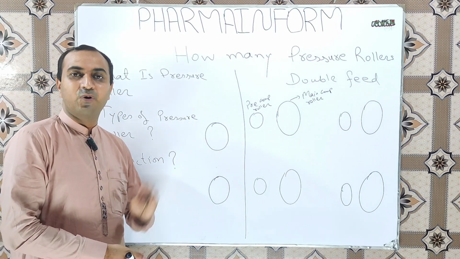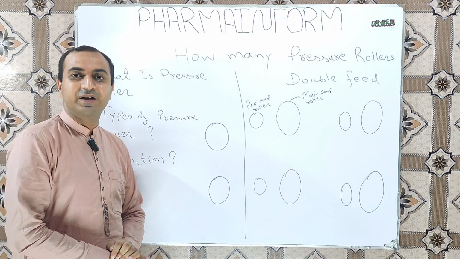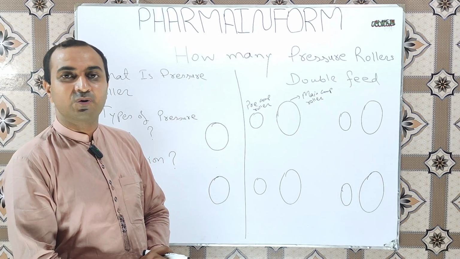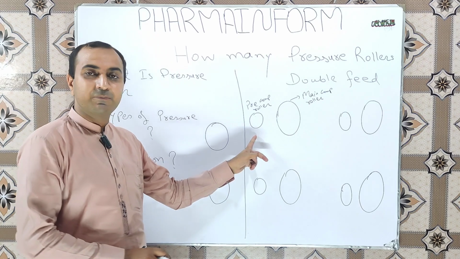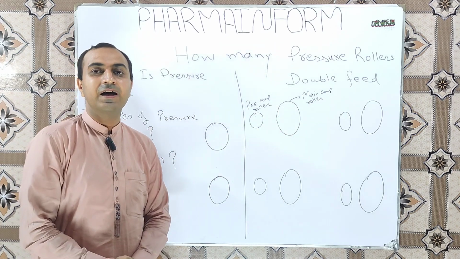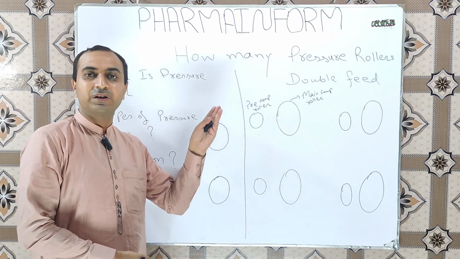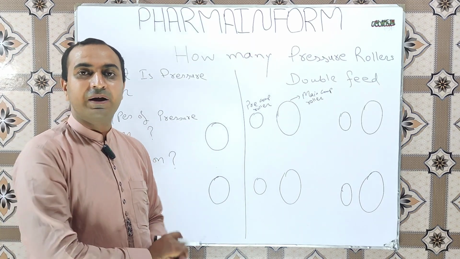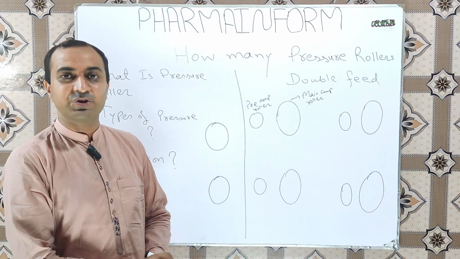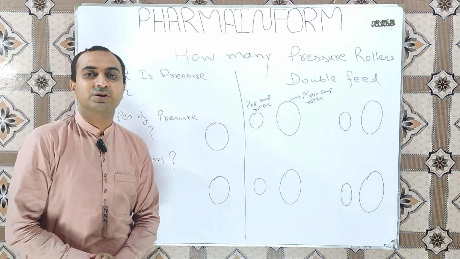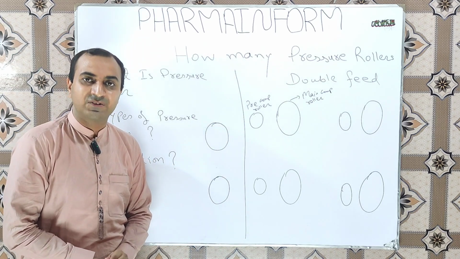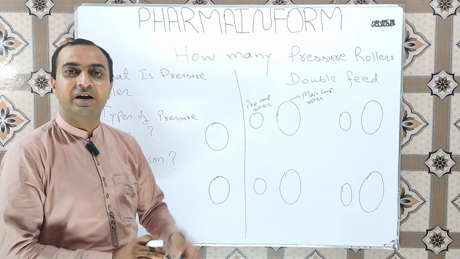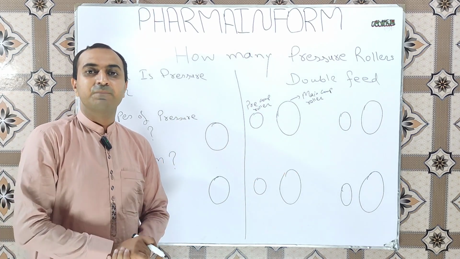What are the types of compression rollers? Basically, this is the main important question. There are two main types of compression rollers. One is the pre-compression rollers and the second is the main compression rollers. Pre-compression rollers are not installed in all compression machines, but in the advanced and latest machines you will see the installation of pre-compression rollers as well, but main compression rollers are installed in all rotary tablet compression machines.